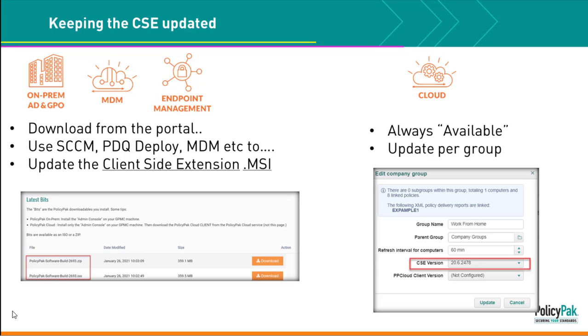And then you dictate per group. So if you have a small scale test group, a medium scale test group, and then your large scale rollout, you just go over to the group and say, I want to zap this client-side extension over to them, and bang, they get new features and bug fixes just like that. Okay, so on the one hand, you might have to keep it updated with GPOs or MDM and endpoint management. And on the right, PolicyPak Cloud, it's always available and available per group.